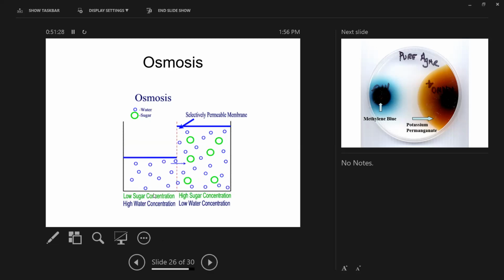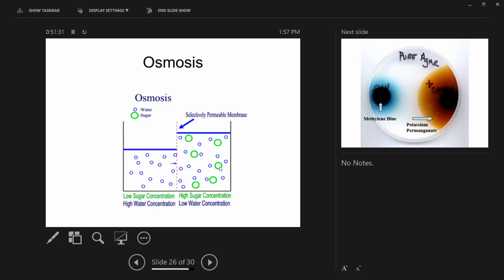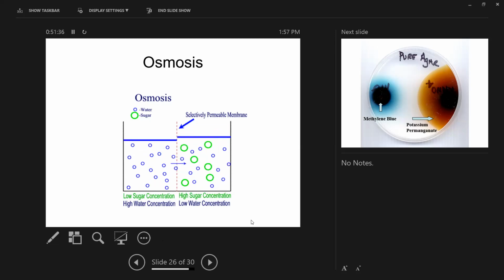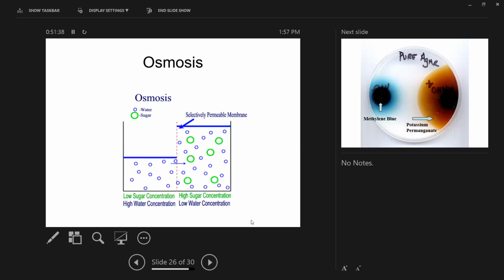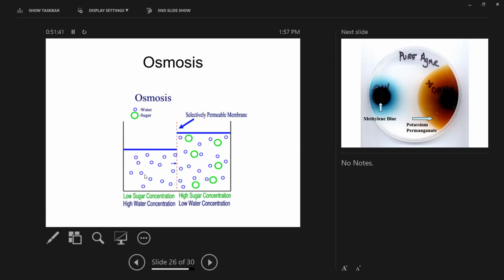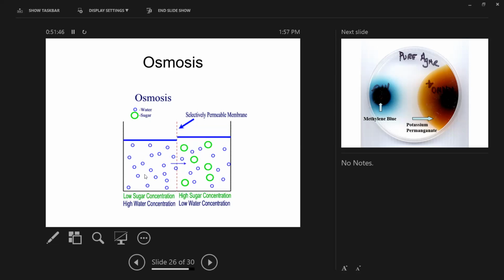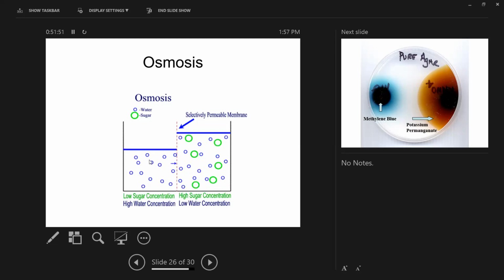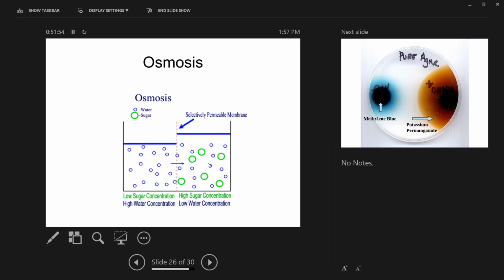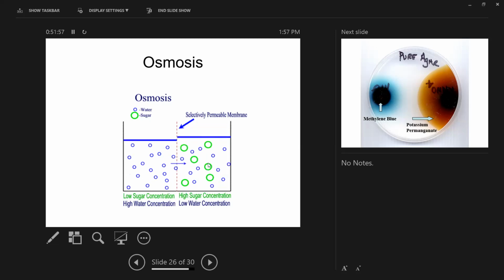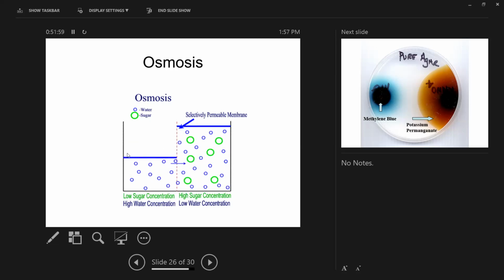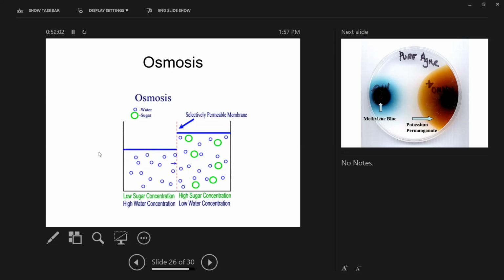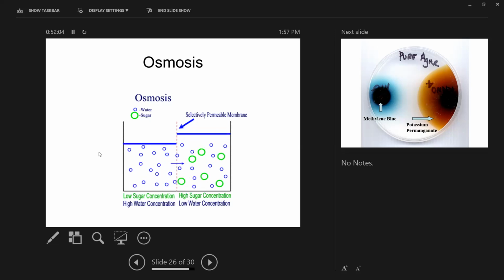So if we're 90% water on the left and 60% water on the right, the side of the membrane that has the highest water concentration is this side. Remember, osmosis says it's movement of water across the membrane from high water to low water. Water will move from this side to the right side to try to establish equilibrium. Water will always go from the high water side to the low water side.